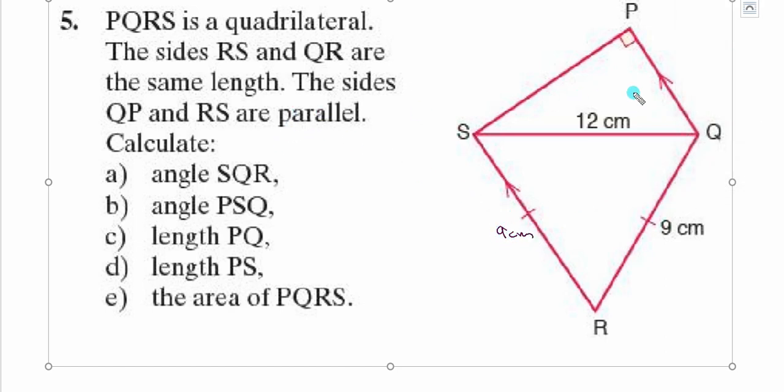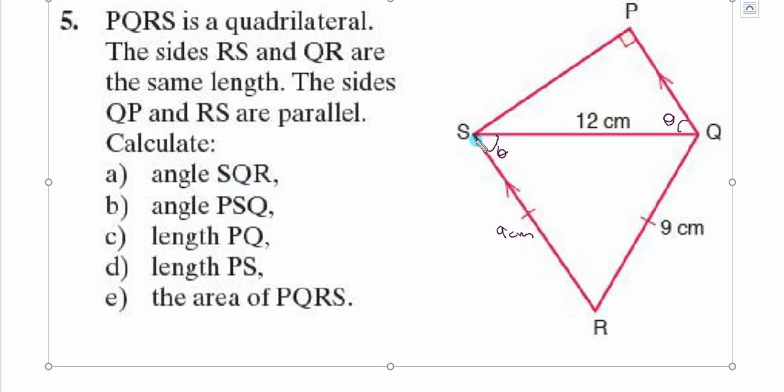And then you say that these two lines are parallel. Okay, if these lines are parallel and you have this transversal, that means to say this angle is actually equal to this angle. They are actually alternate angles. Okay. Now, what else? Now let's look at a question.